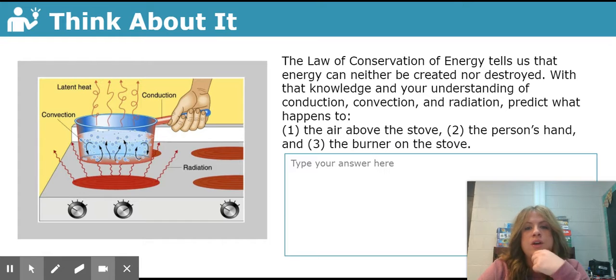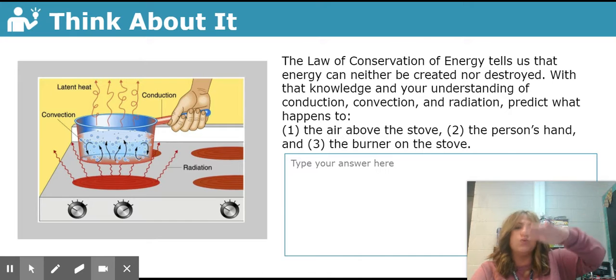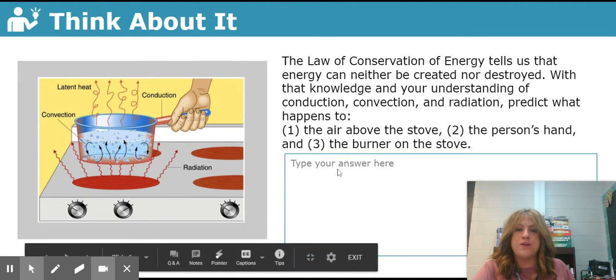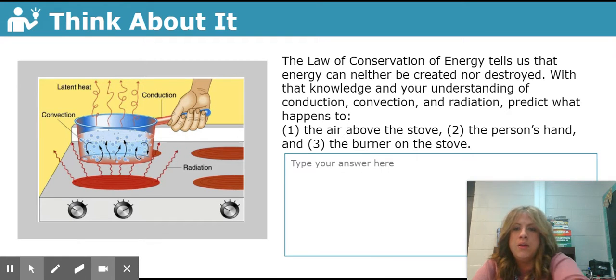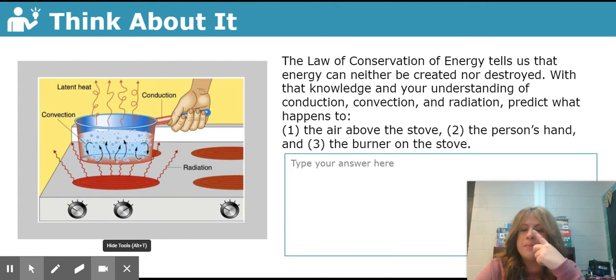So if the stove is on, what happens to the air above the stove? Does it get cold or does it get warm? Number two, because it's heated up right here. So it's asking the air above the stove, the air right here. If you were to put your hand above a stove that's turned on, will it be cold or warm? That's what you're going to write for number one. Number two, the person's hand, they're touching a hot metal pot. Is it going to get warm or cold? And number three, the burner on the stove. If you were to put your hand on that burner, it's going to be hot or cold. Okay?